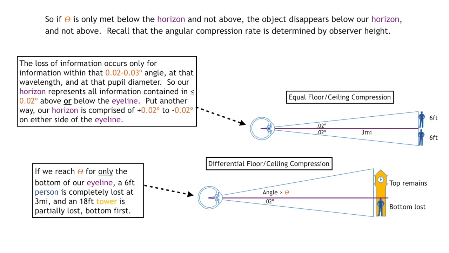Or put another way, our horizon is comprised of plus 0.02 degrees to minus 0.02 degrees on either side of the eye line. And again, if we did differential floor and ceiling compression and we got closer to a tangible physical wall, ceiling, or floor, then we would have differential angle compression, and anything met along that compressed angle side, either the wall or the floor or the ceiling, is going to reach theta, and it will be lost against that object. So if we reach theta for only the bottom of our eye line, a 6-foot person is completely lost at 3 miles, and an 18-foot tower is only partially lost. It loses 6 feet essentially, and it loses it bottom first if we are compressed against the floor.